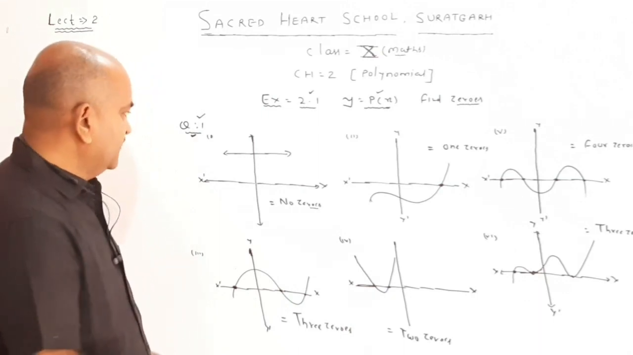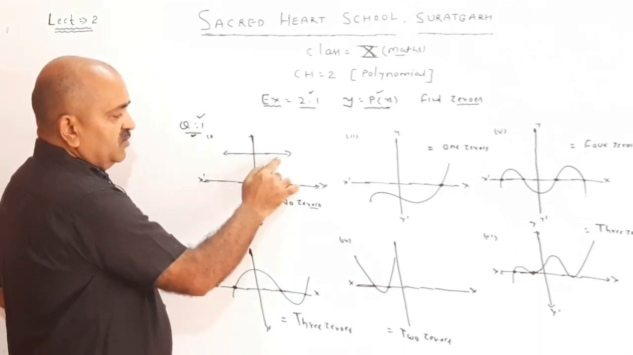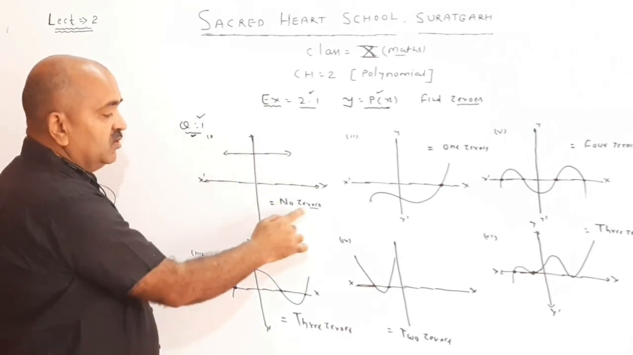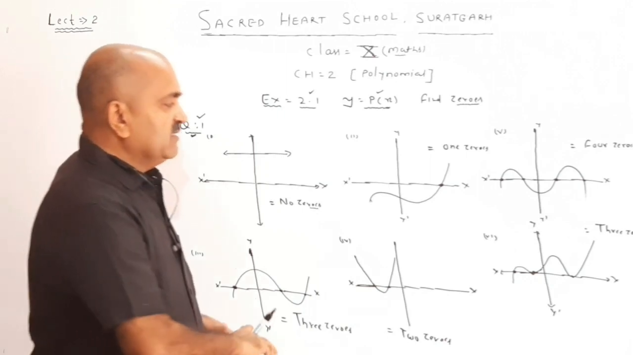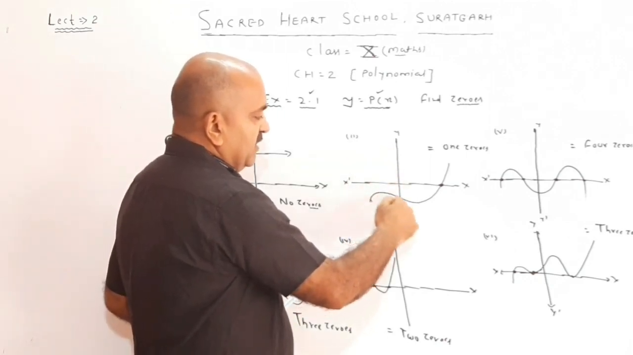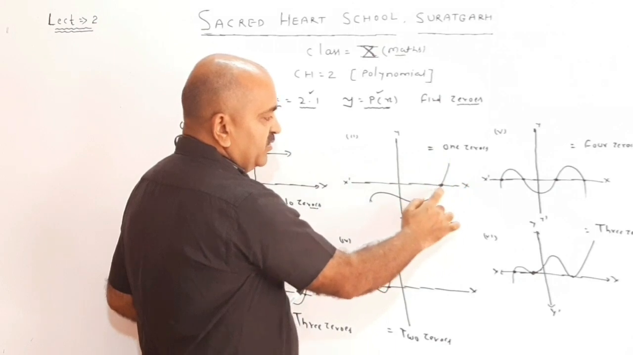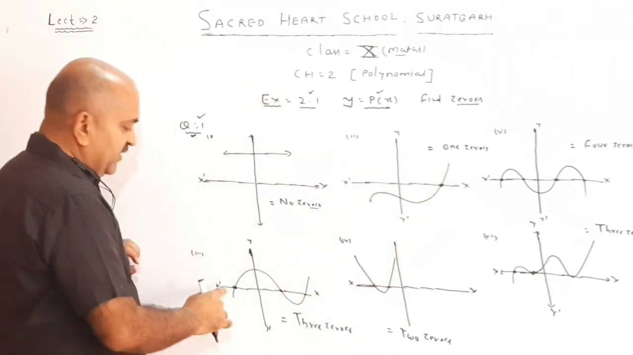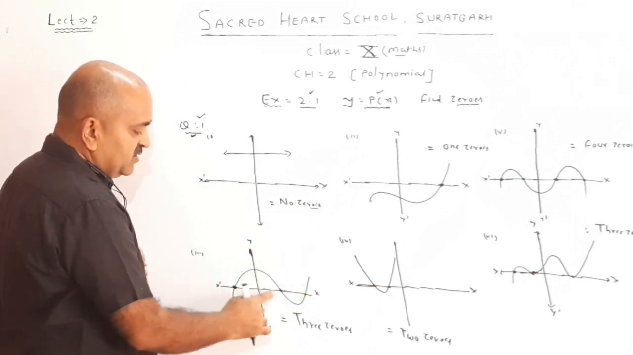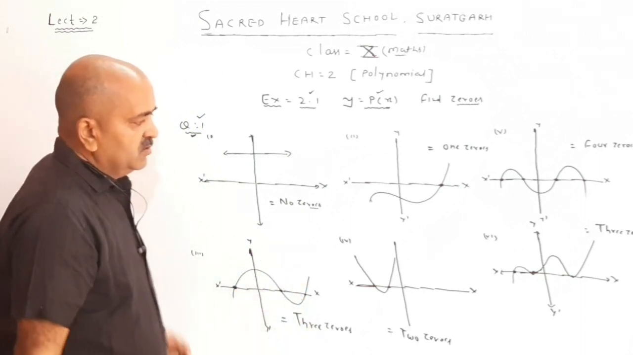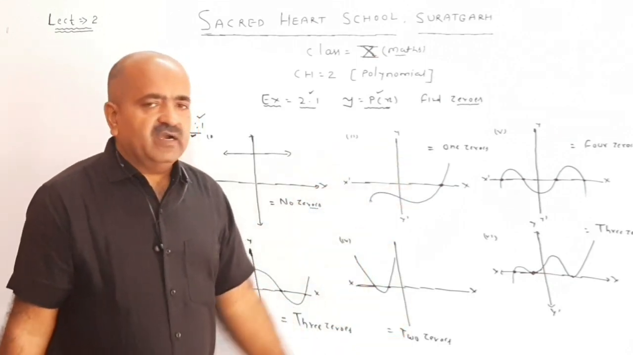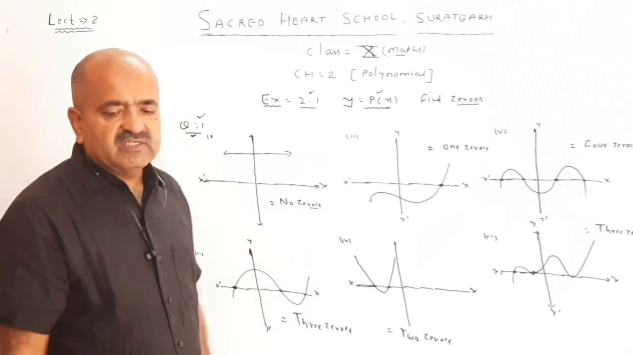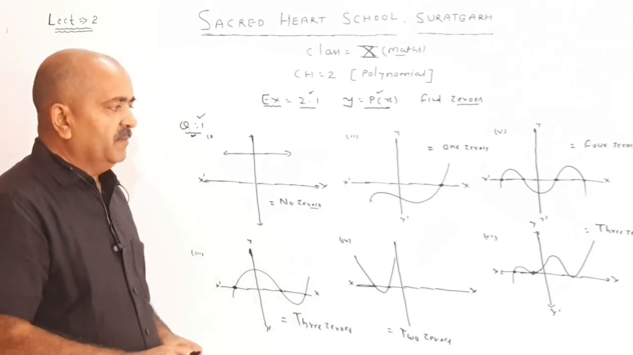Students, I repeat: this graph does not intersect the x-axis, so the number of zeros is no zeros. And this graph intersects the x-axis at how many points? 1 point. So 1 zero. This graph intersects the x-axis at 3 points, so 3 zeros. So students, we find zeros of the polynomial using graph. So your exercise 2.1 is complete.